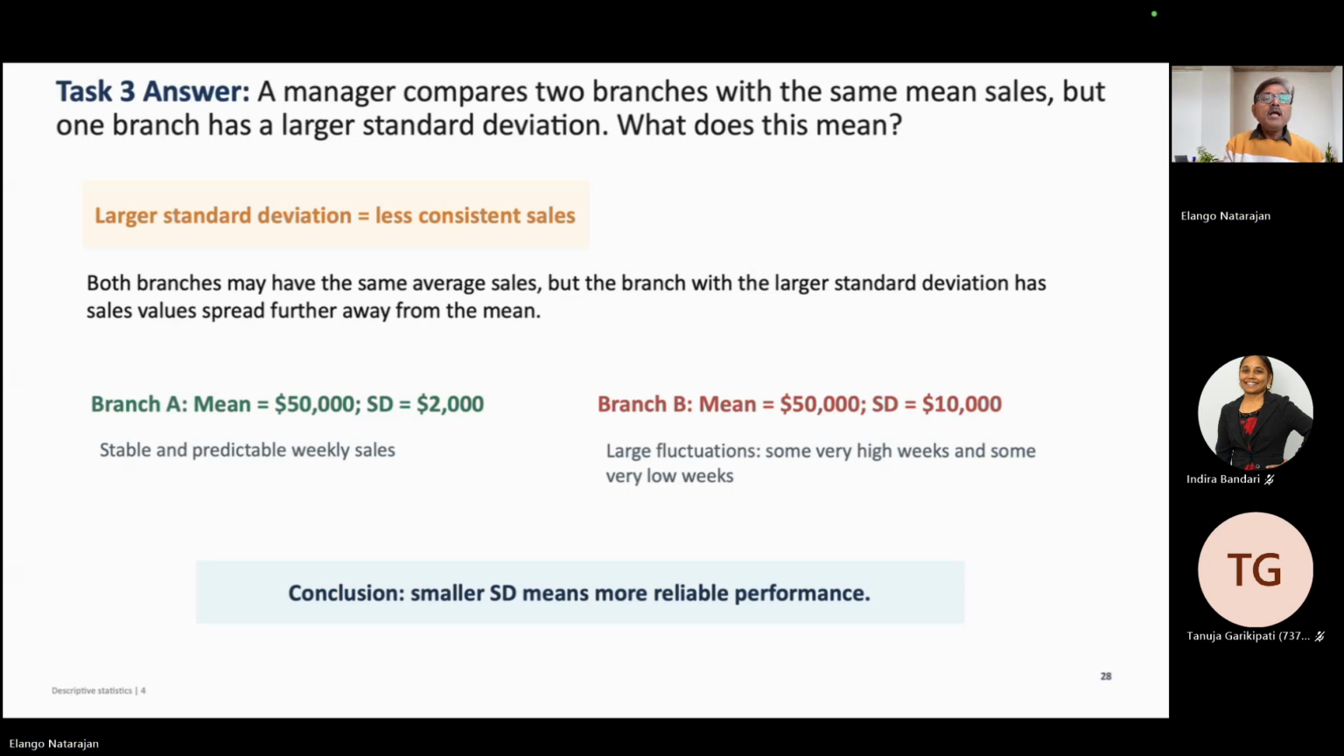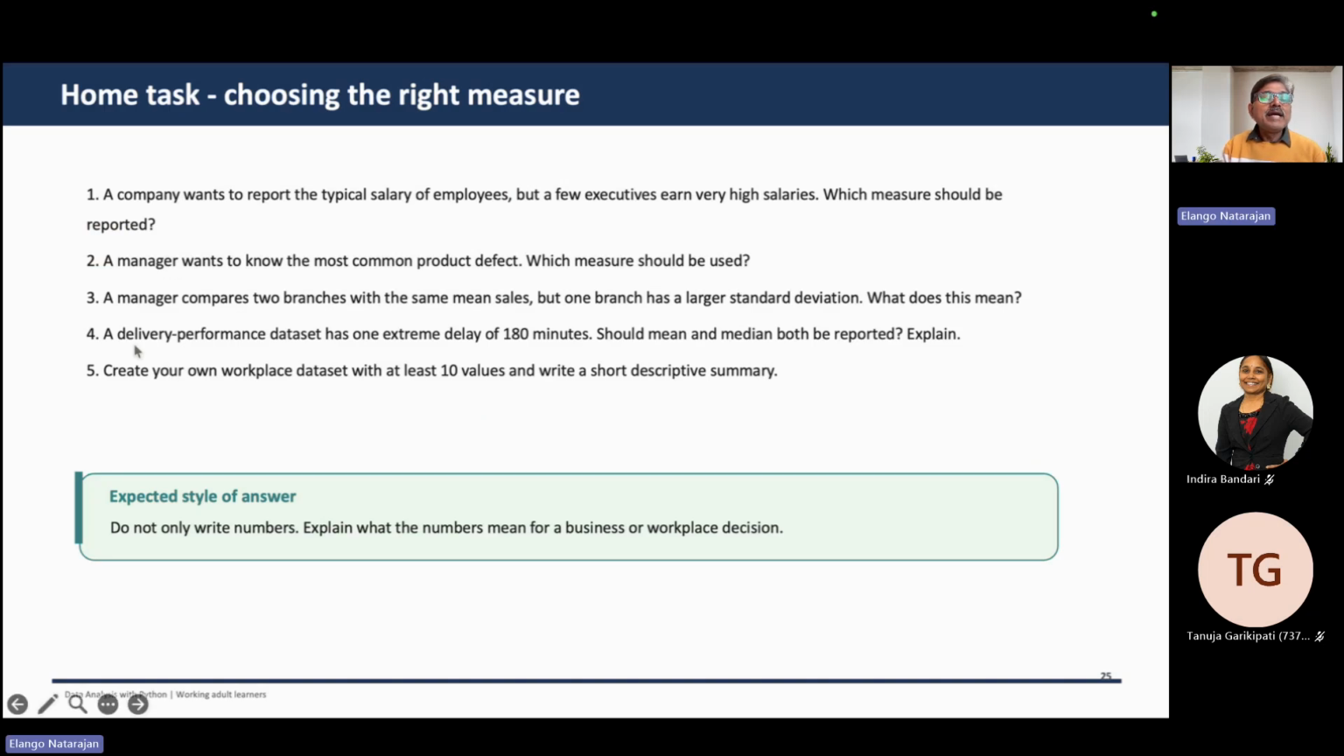Okay. Going to the next question: a delivery performance dataset has one extreme delay of 180 minutes. So we have the data of delivery performance, but one extreme delay is there. It is about 180 minutes. Now, what measures do we use for the interpretation, for the suggestion? Should we use mean or median or both? What do we do?